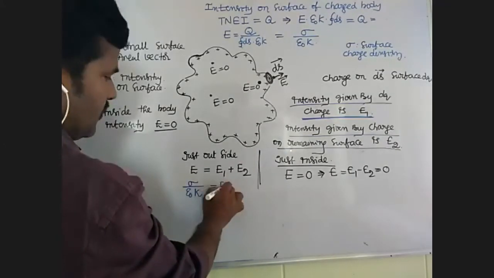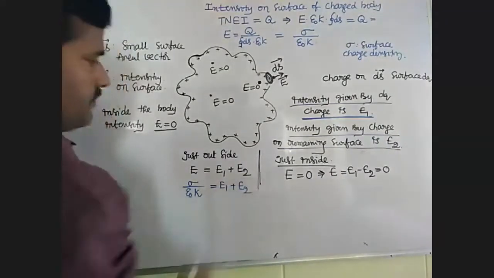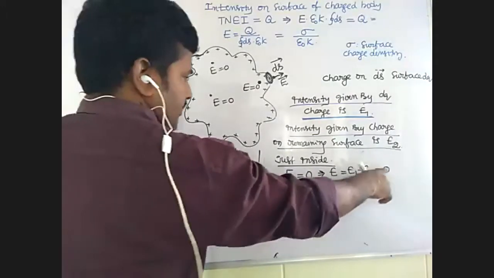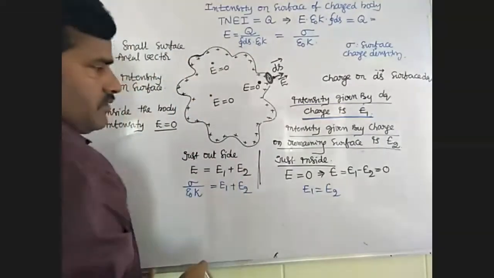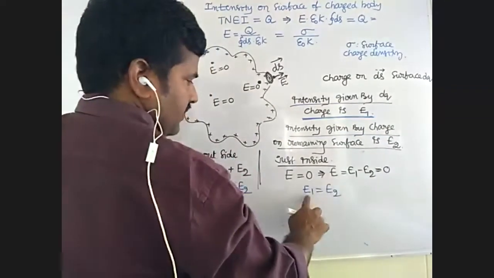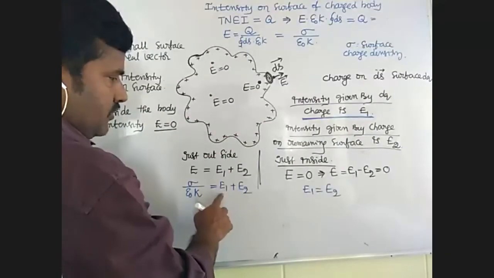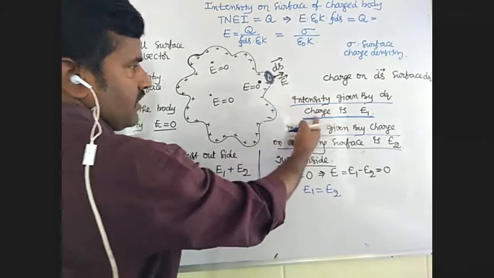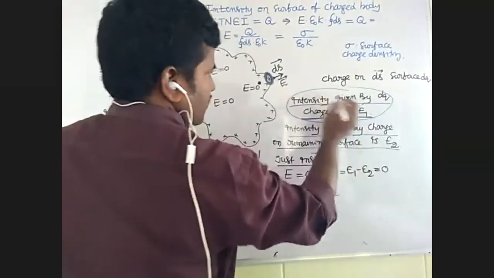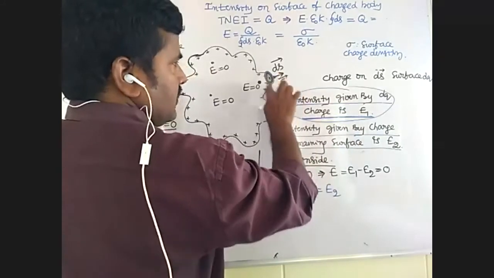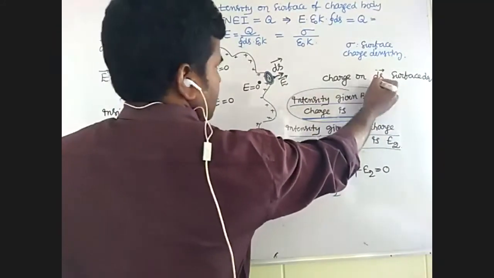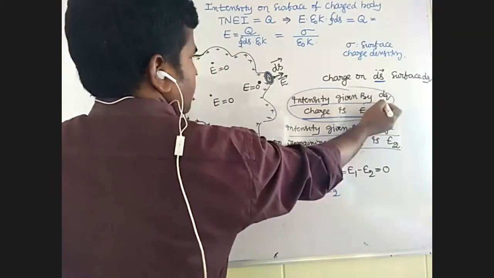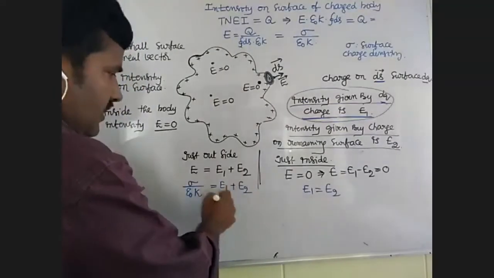So that equals E1 plus E2. But inside, E1 minus E2 equals 0, which means E1 equals E2. Suppose E1 is the intensity given by the charge on a small surface ds, where the charge is dq. The dq charge provides intensity E1, and E1 equals E2.